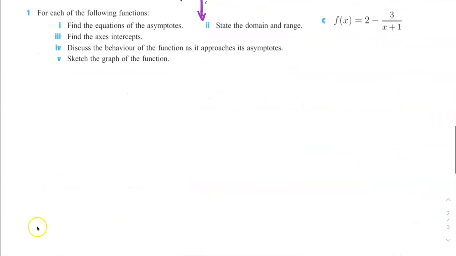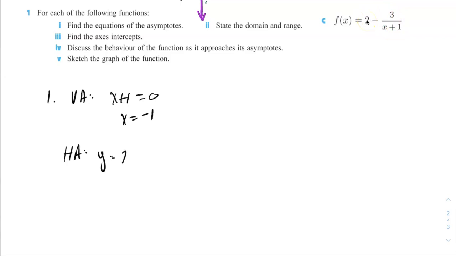Next one here. So we're going to do this example. Find the equation of asymptotes. So again, that's easy. Vertical asymptote, denominator equal to 0. x plus 1 equals 0. So x equals negative 1. Horizontal asymptote: with the powers, the bottom power is bigger than the top power, so that's 0. But we have a 2 right there. So this one's going to be 2 minus bottom bigger than top, which is 0. So I just get 2. So this is my horizontal asymptote.